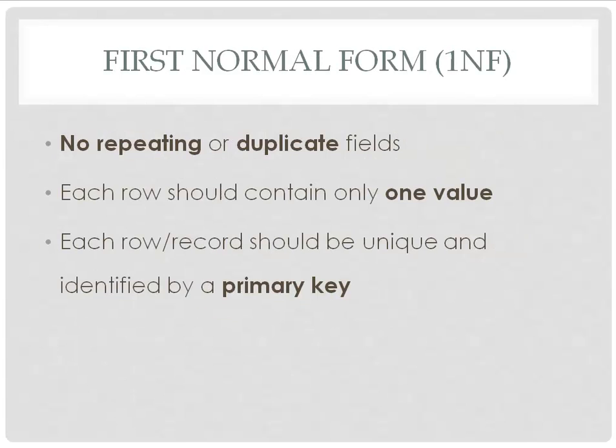So in normalization we have what's called first normal form, or 1NF, second normal form, and third normal form. Basically it's just a structure that is to be followed when creating your tables. So first normal form includes no repeating or duplicate fields. Each row should contain only one value. Each row should be unique and identified by a primary key.